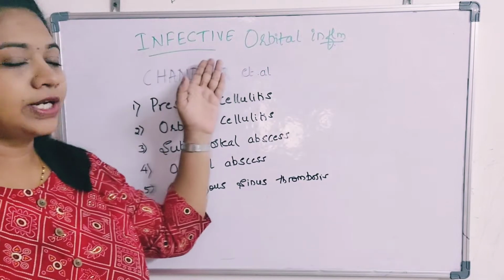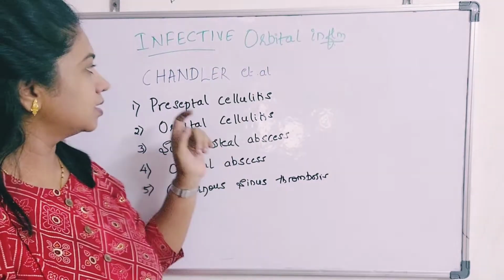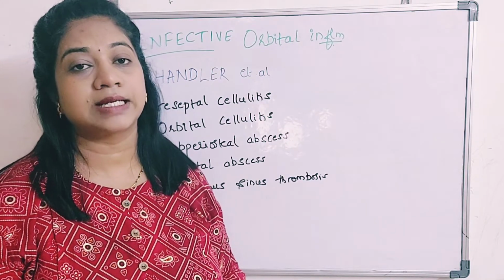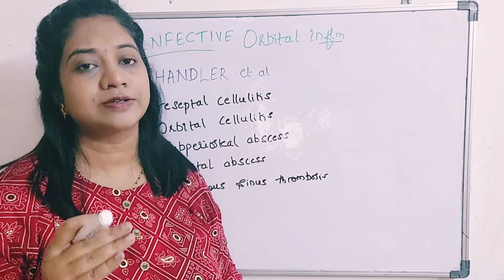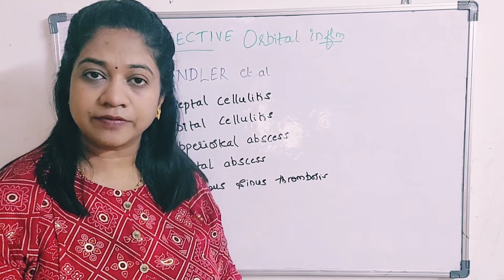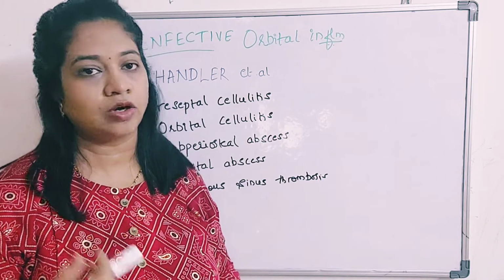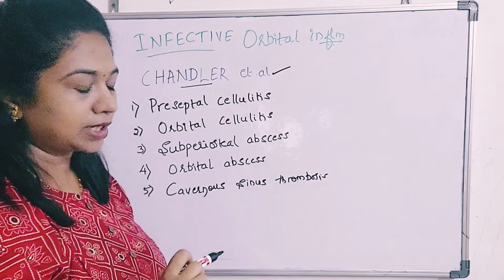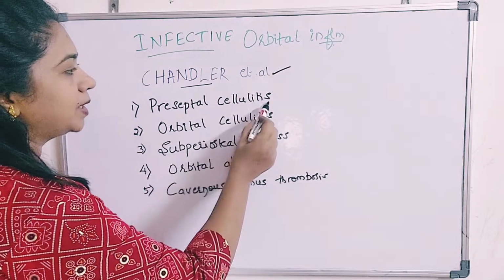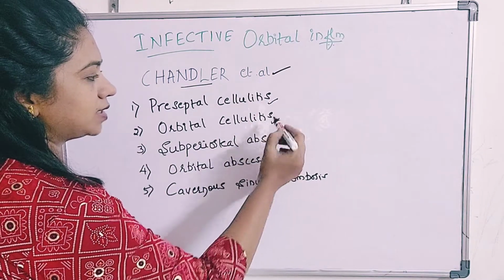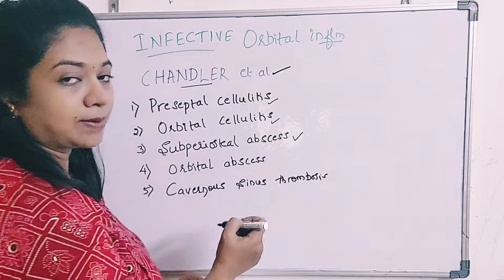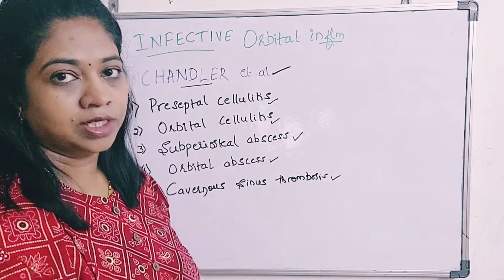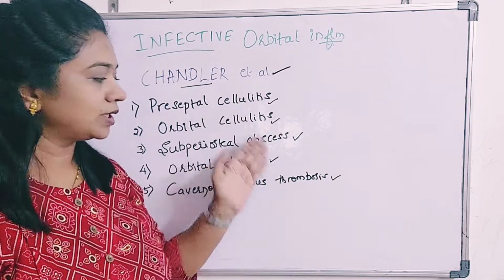Coming to the infective etiology of orbital inflammation, the infection to the orbit can spread from the skin, the sinuses, or the oropharynx, or from a foreign body in the orbit, or pyemic infection. All these can lead to infection in the orbit. Chandler et al. give a classification for infective orbital inflammation, which includes preseptal cellulitis, orbital cellulitis, subperiosteal abscess, orbital abscess and cavernous sinus thrombosis. Most of the time, the disease process will go in this sequence.